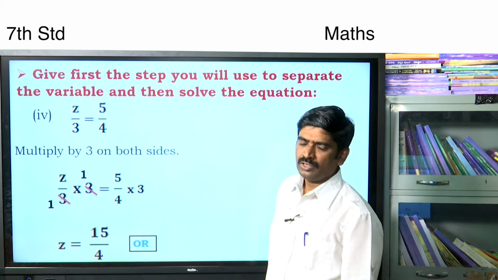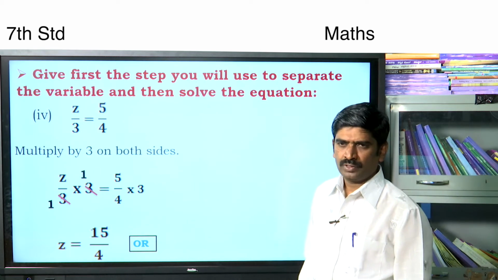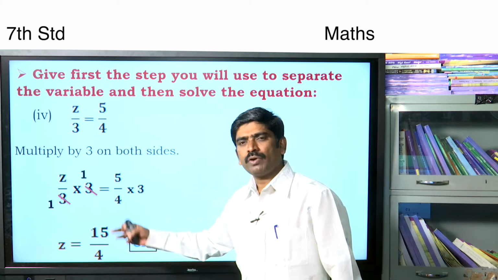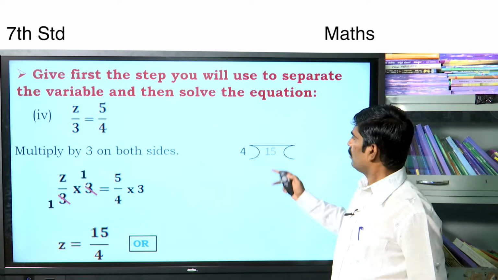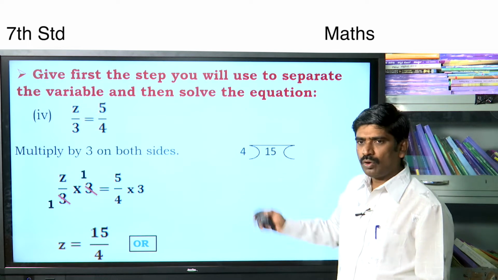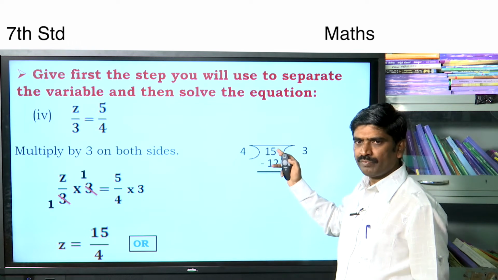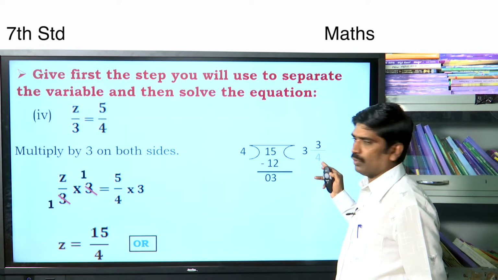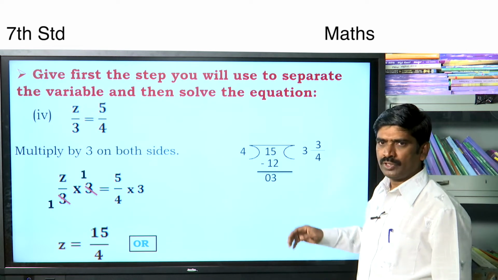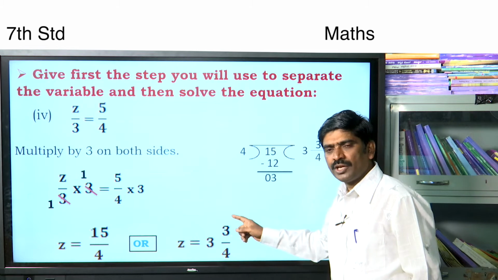Here, 15 divided by 4 is an improper fraction. It can be converted into a mixed fraction. How do we convert it? See here, 15 divided by 4. 4 threes are 12. 15 minus 12 is 3. 3 divided by 4. Okay. Therefore, z is equal to 3, 3 by 4.